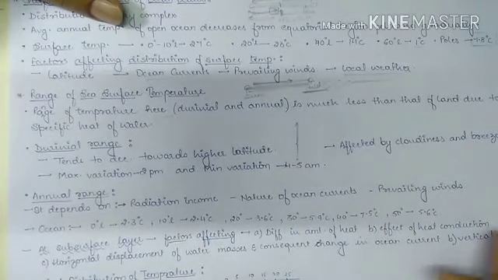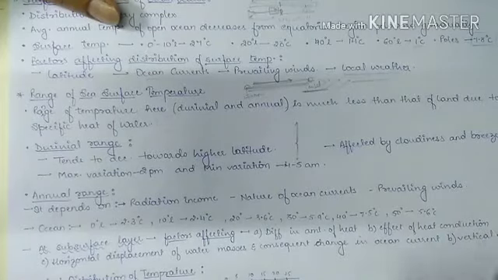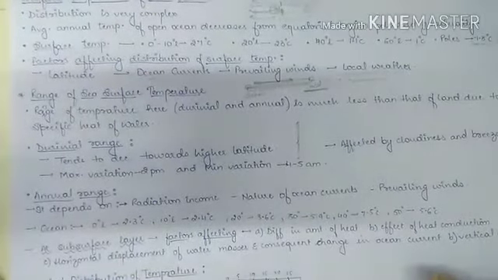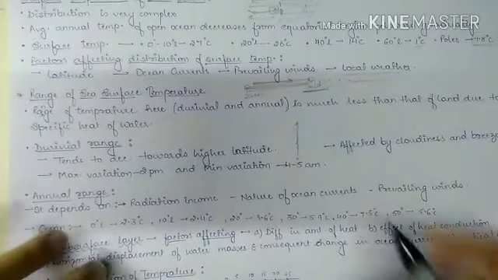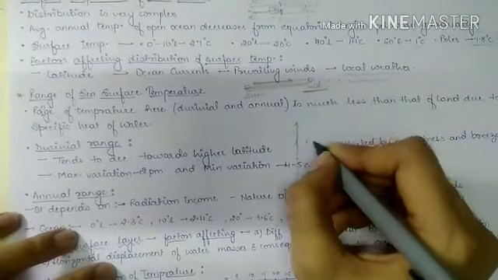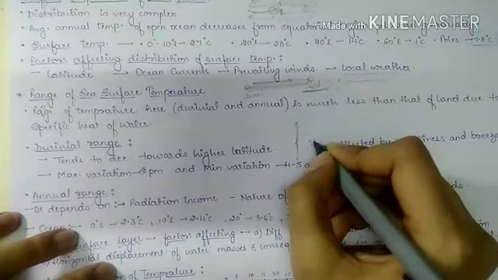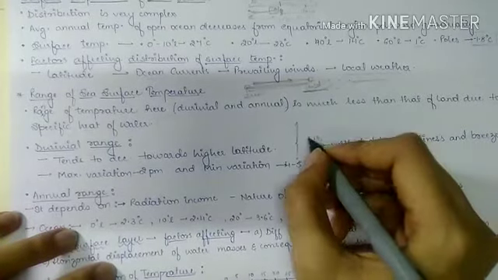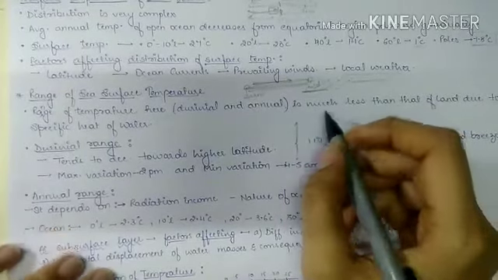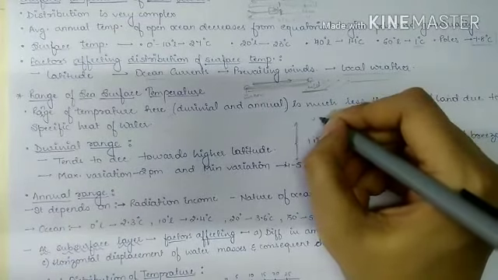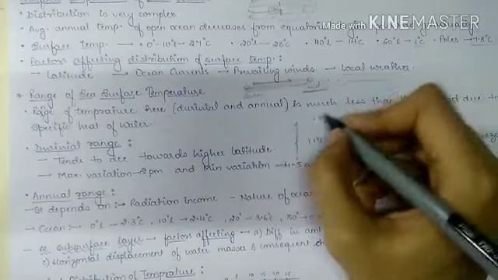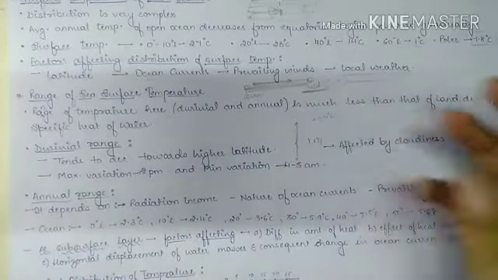So as we go towards the higher latitude from the equator, whether in north or south, it tends to decrease. Okay, so for example, if the diurnal range of the temperature at equator is, just consider it to be 1 degree Celsius, then the diurnal range of temperature at the poleward side will be just about 0.4 degrees Celsius. Okay, so this is an example.